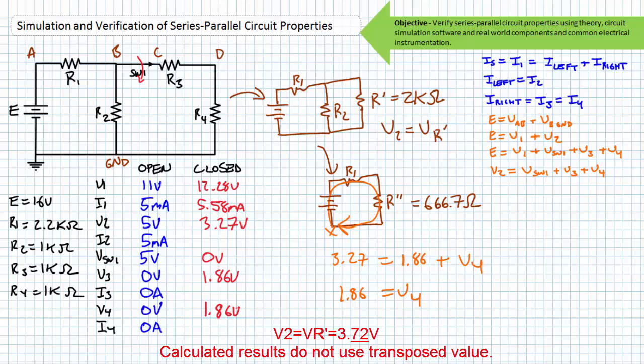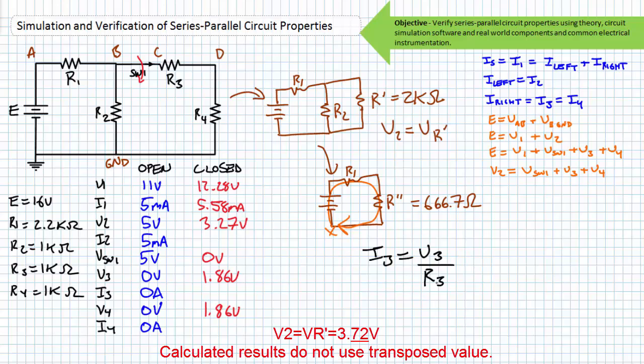Realize we needn't have been so circuitous in the analysis of V3 and V4. Since R3 and R4 are equal resistors in series with one another, they should drop equal amounts of voltage. 3.72 divided by 2 is 1.86 volts.